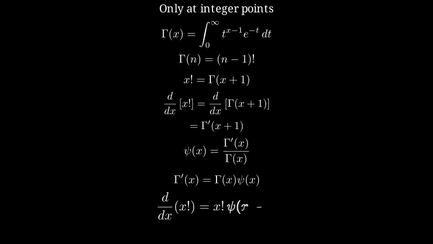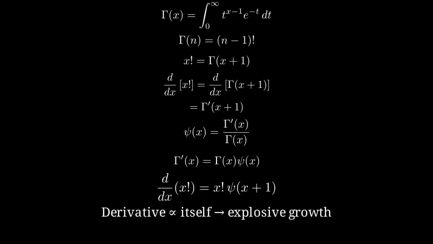Applying that to gamma of x plus 1, we get the final result. The derivative of x factorial is x factorial times psi of x plus 1. Notice what this means. The derivative of x factorial is proportional to itself, just like exponential functions. That explains why factorial grows so insanely fast.